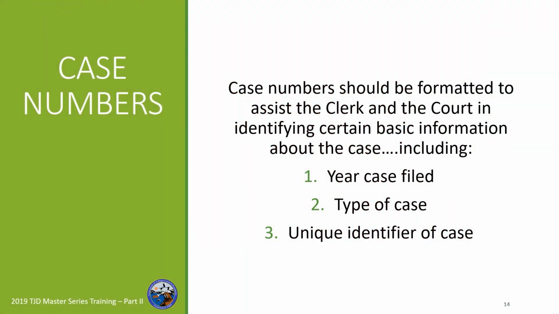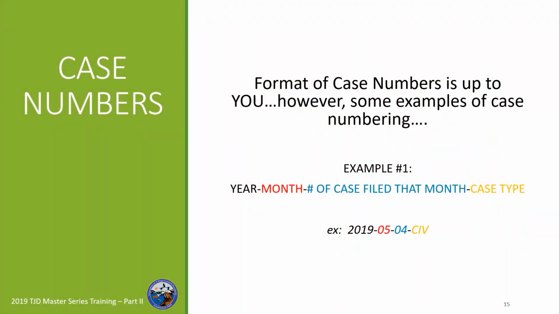They should be formatted in a way that assists the courts and the clerks in identifying certain basic information about the case. Some examples that we've seen sometimes include the case year, and if you have different types of cases, let's go through some examples. The formatting of your case number is really up to your courts and your community, and how you decide to do it. I would urge that it's important to decide and keep that format so that we have uniformity, and it may be easier for your clerks and judges to identify cases.